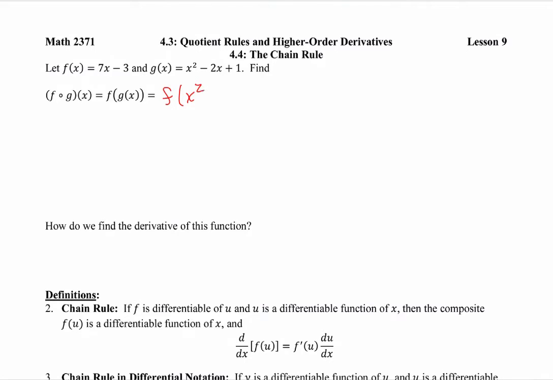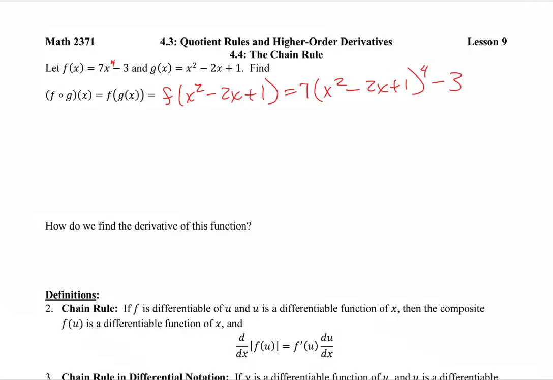f of x squared minus 2x plus 1? So that would be 7 times x squared minus 2x plus 1. So in this case, it would be real easy. I could distribute the 7 and take its derivative. But what if my f were this to the 4th power? How would I take that now? I do not want to have to multiply that out. So how would I take the derivative?